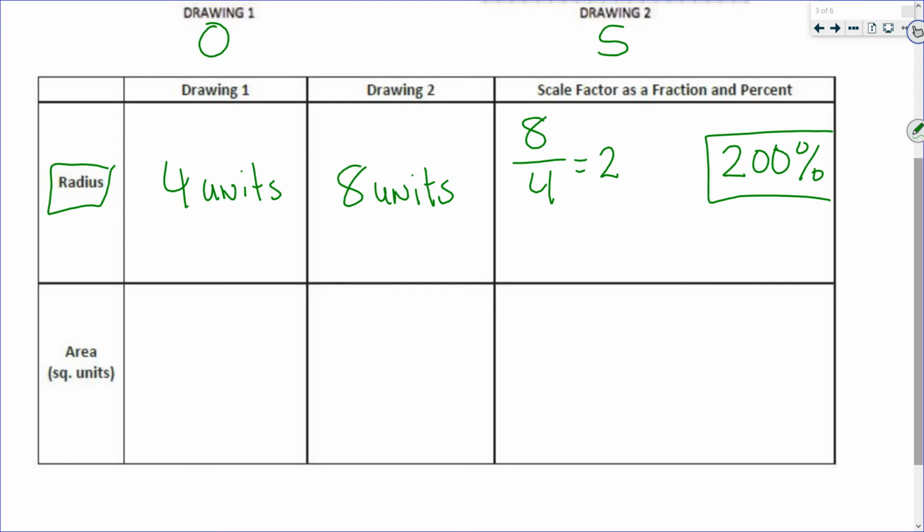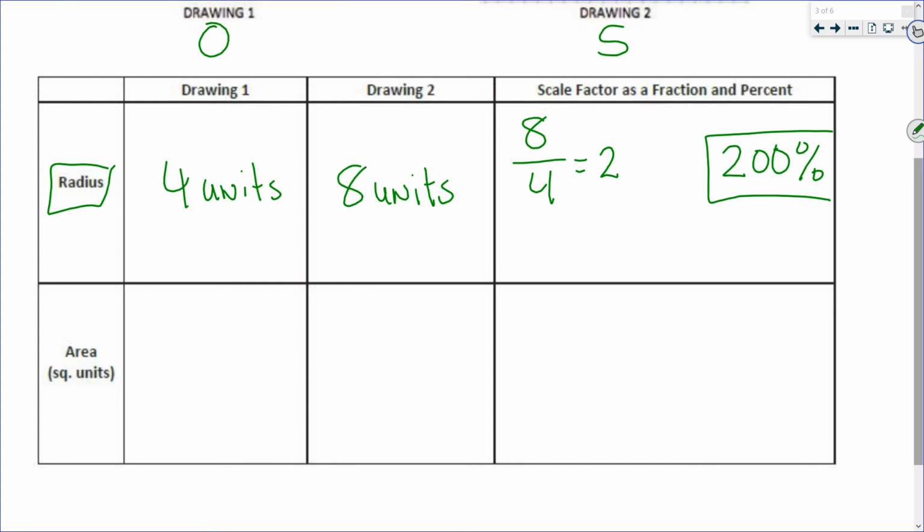All right, now, if we base our conclusion off of what we just learned on the previous problem, in order to find the scale factor of the area, all we have to do is take the scale factor and multiply it by itself.